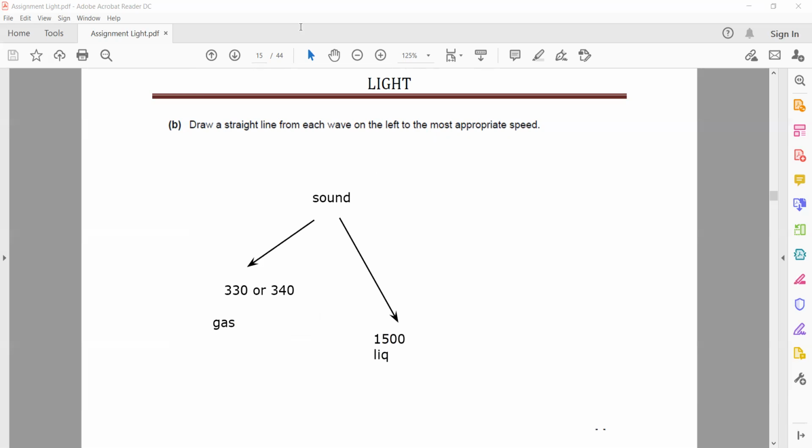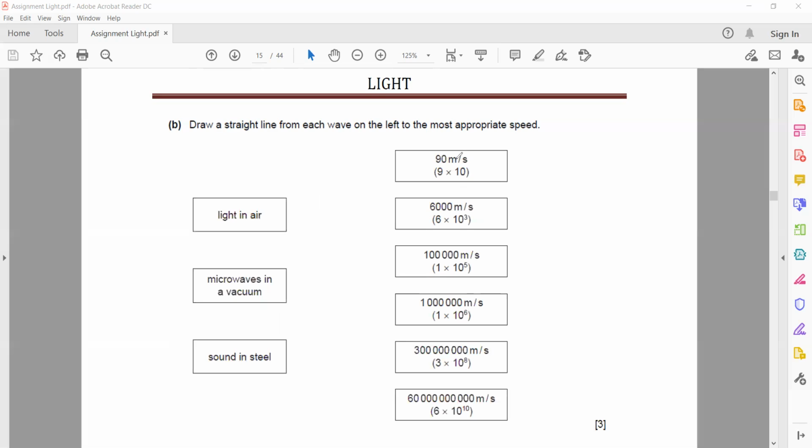And for solid, it's about 5,000 meters per second in solid. So steel is a solid, so it should be in this order. Which of the options is in the range of 5,000? So this is too small. This is 100,000. So these are all too high.